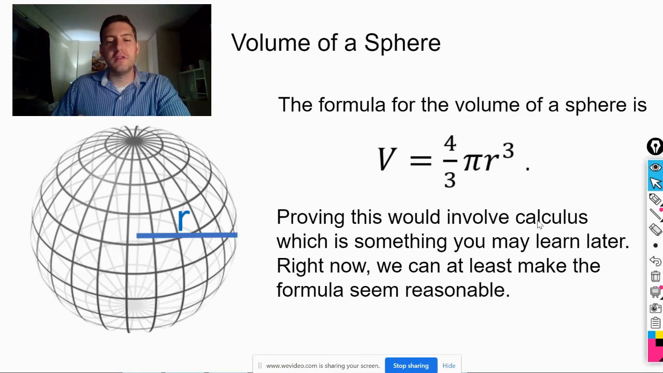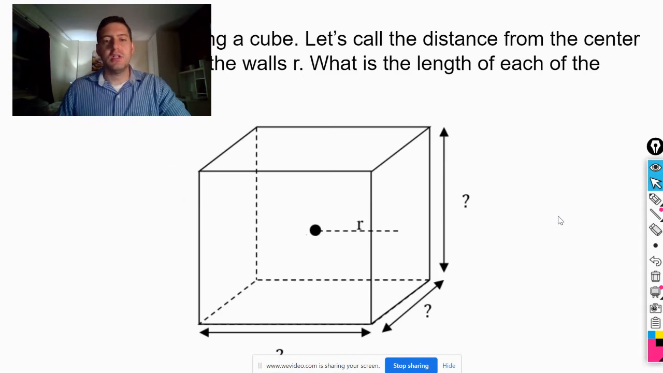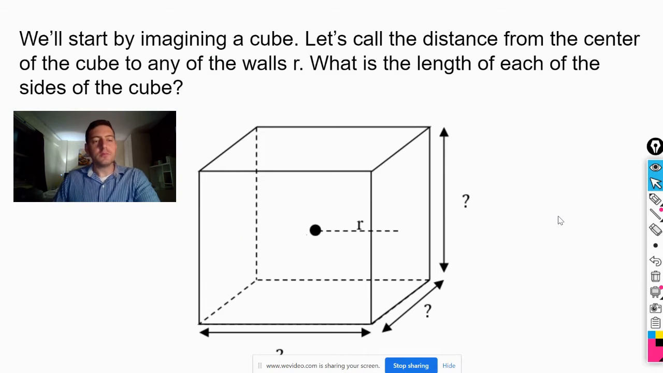Proving this would involve calculus, which is something you may learn later. Right now, we can at least make the formula seem reasonable. Let's move on to the next slide. We'll start by imagining a cube. Let's call the distance from the center of the cube to any of the walls r.